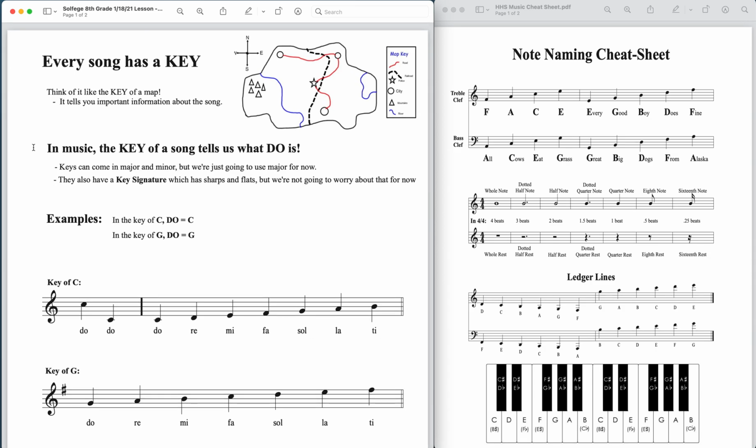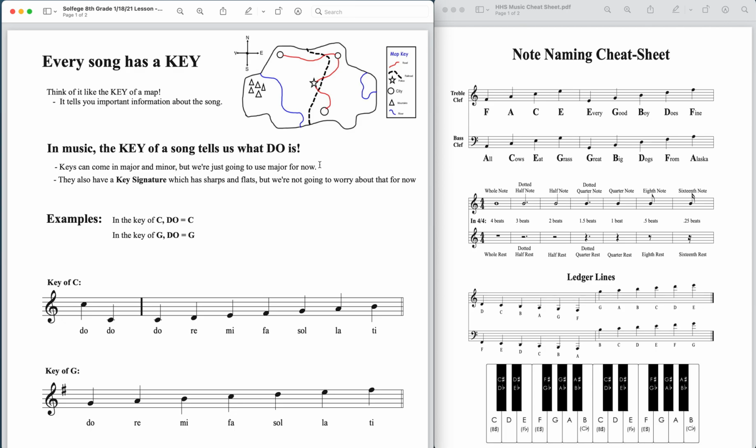And generally, in music, the key of a song tells us what do is. Okay? When we sing solfege in class, we just do it without piano. We do it without looking at any music, right? We just do kind of call and response solfege. Well, now we're going to start putting it to paper. And so in music, the key of the song tells us what do is.